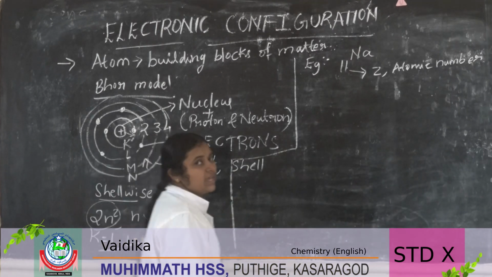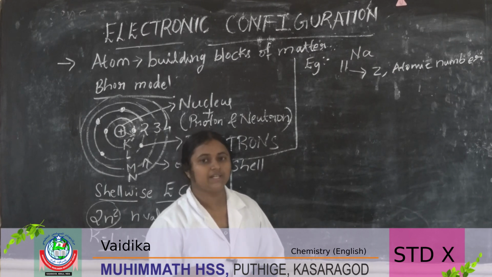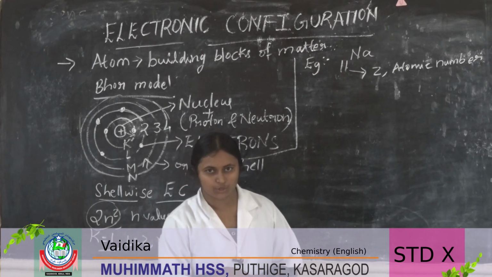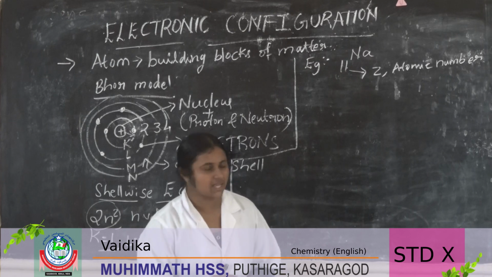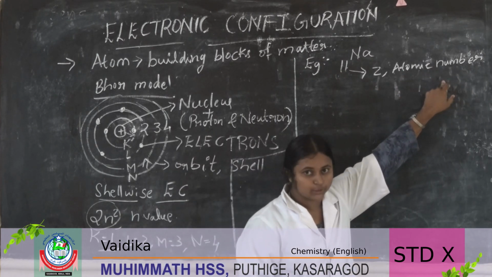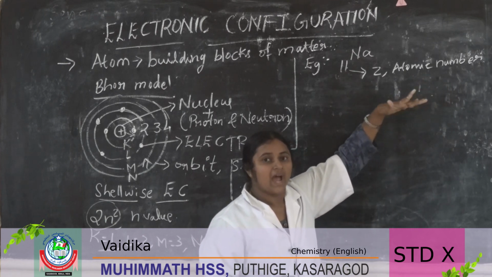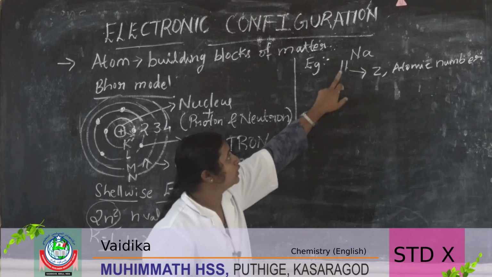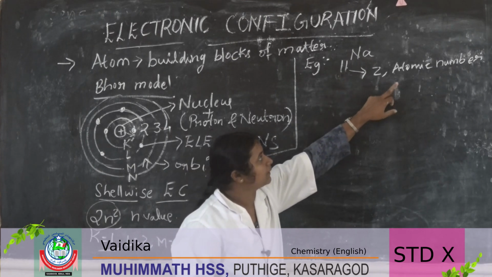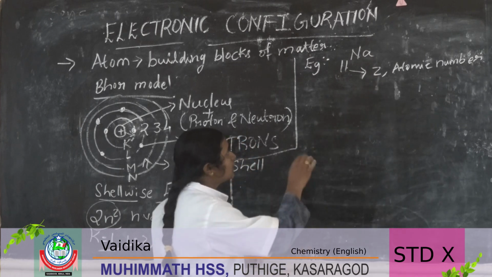Atomic number is equal to the number of protons, or it is also equal to the number of electrons in the atom form, as you studied in the lower classes. This atomic number can be represented as Z.